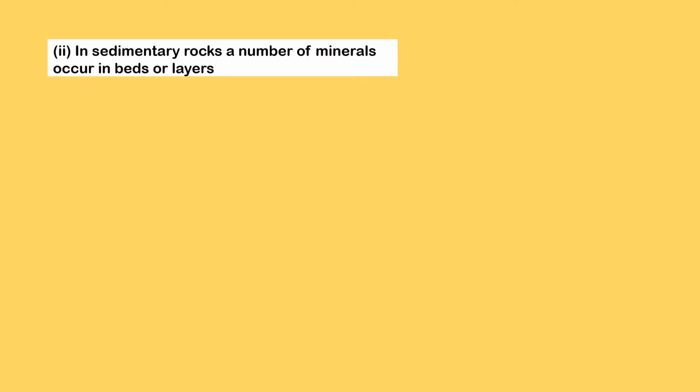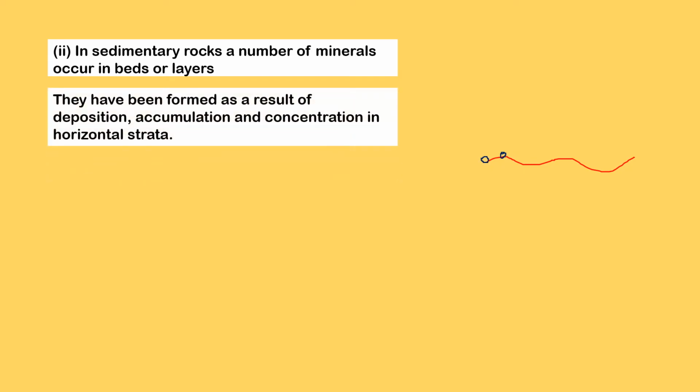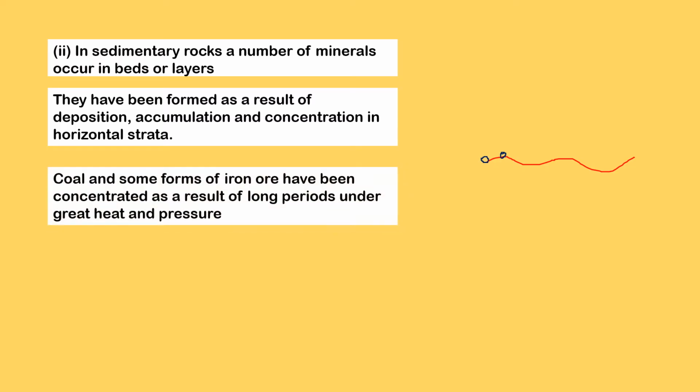In sedimentary rocks, a number of minerals occur in beds or layers, in a horizontal way. They have been formed as a result of deposition. They have been deposited like this, accumulated and concentrated in horizontal strata. Coal and some forms of iron ore have been concentrated as a result of long periods under great heat and pressure. So coal as well as some iron ore are formed in this way.